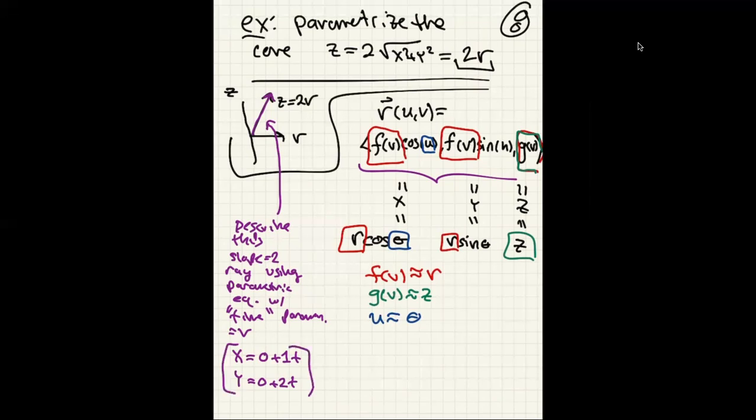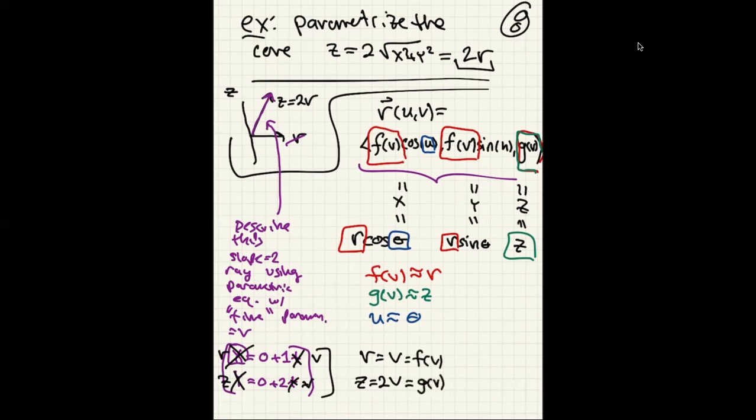But this is not x, that's r. So this is r, and this is z, and instead of t, we're using a v. I really want to emphasize that you've seen this before. So it's really r equals v, z equals 2v. This is my f of v. This is my g of v.